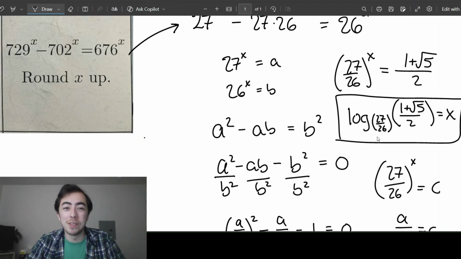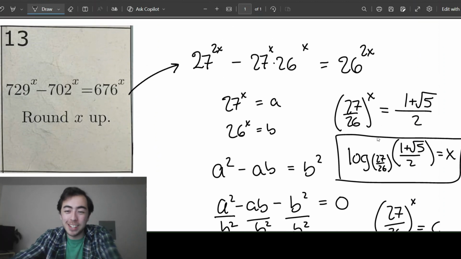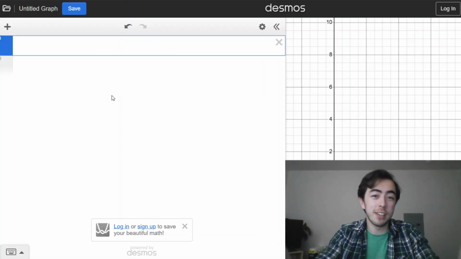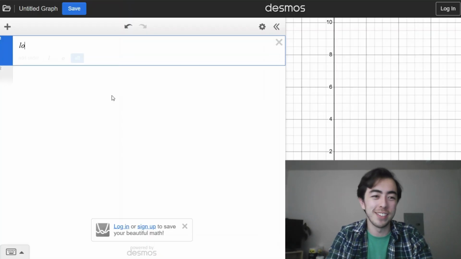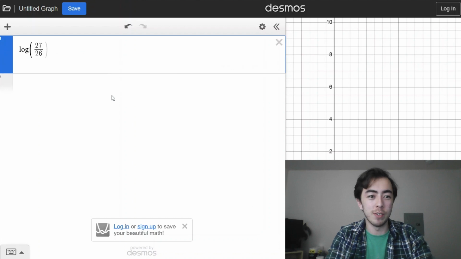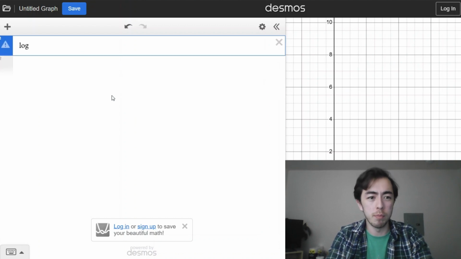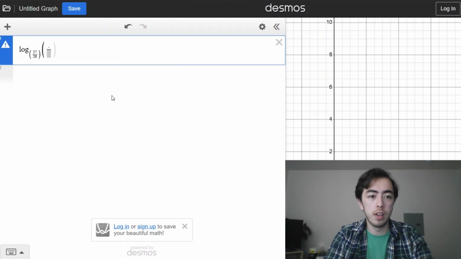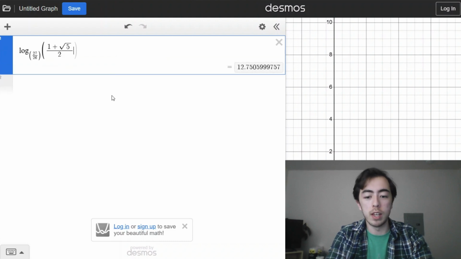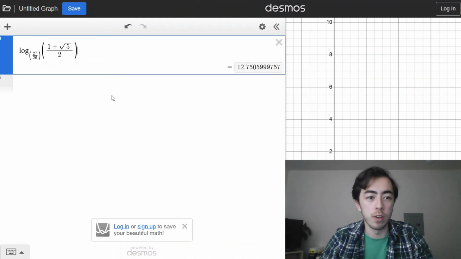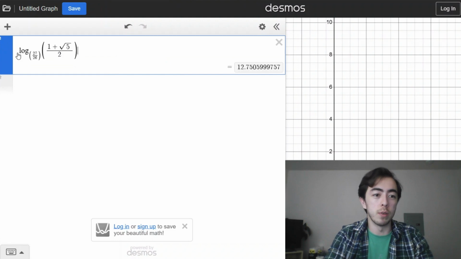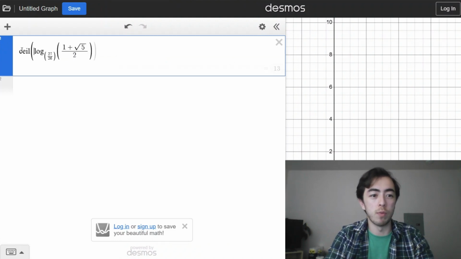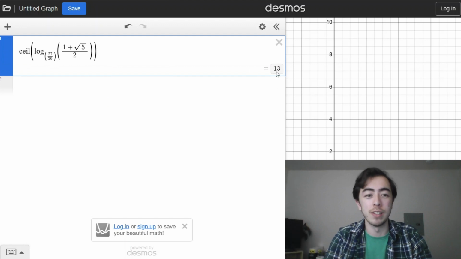Anyways, this doesn't really help me though, because I can't compute this in my head. And that's why we have calculators. So convenient. Anyways, log base 27 over 26. Actually, let me try that again. Log base, there we go, 27 over 26 of 1 plus root 5 over 2. We're getting, great, a number between 12 and 13, which if we do the ceiling function on it, this basically just rounds stuff up. Great, we get 13. So this 13 right here is our answer for today.